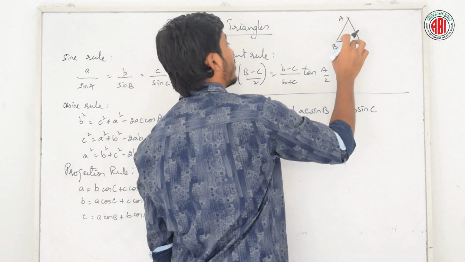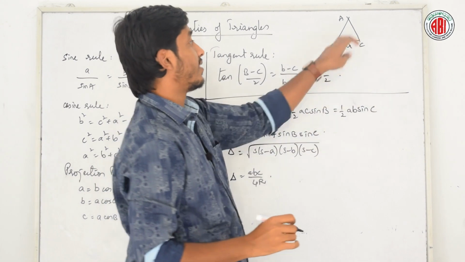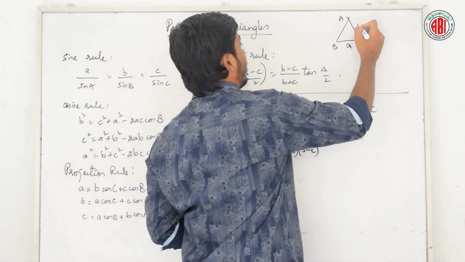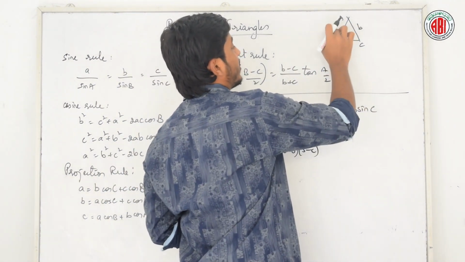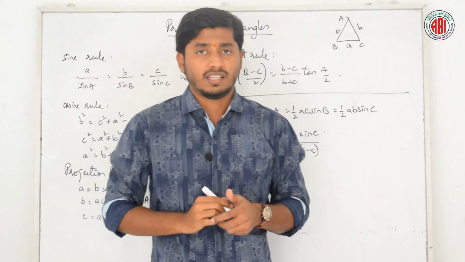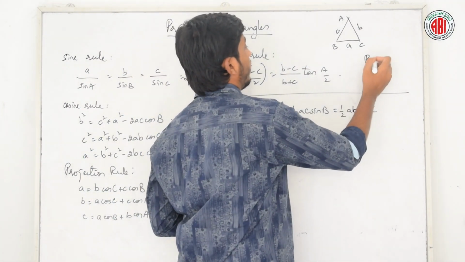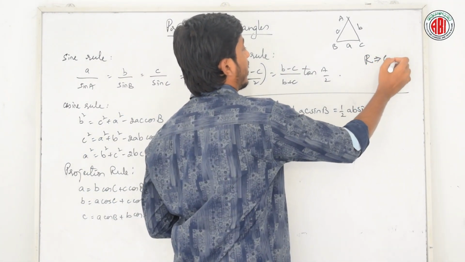The side opposite to angle A will always be small a, isn't it? The side opposite to angle B will always be small b. The side opposite to angle C will be small c, isn't it? Yes or no? And one more parameter R, which is called the circumradius.